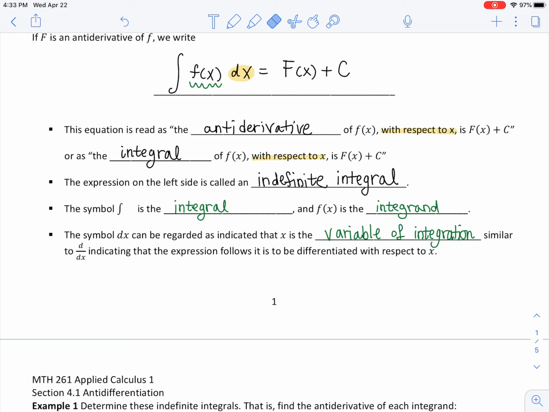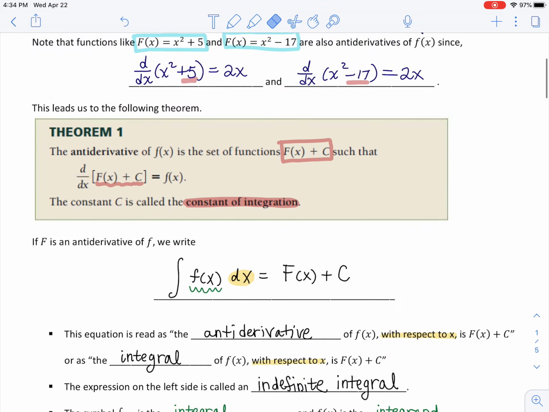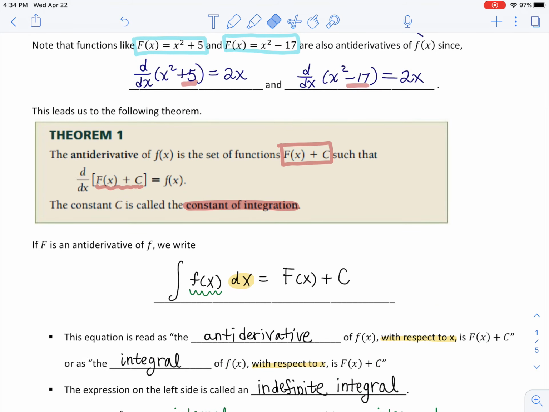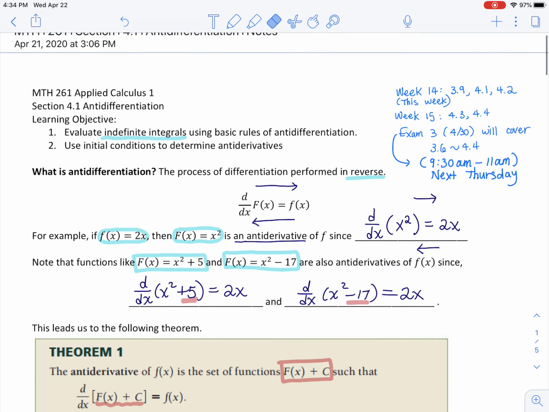And we also talked about, don't forget to put plus c, right? Don't forget to put plus c because the antiderivative that we found is not unique. We can have any function of that family with a different constant being added, and they will still have the same derivative, right?